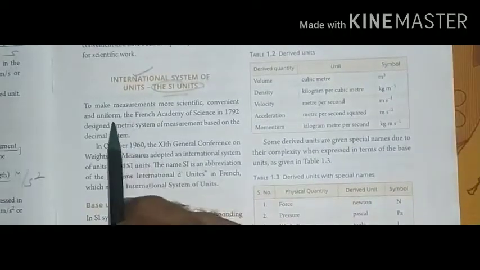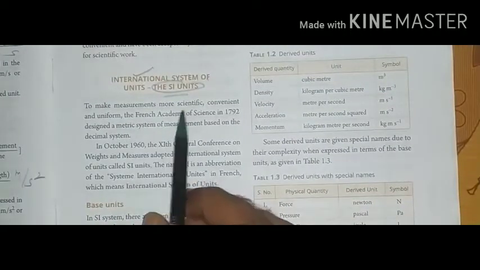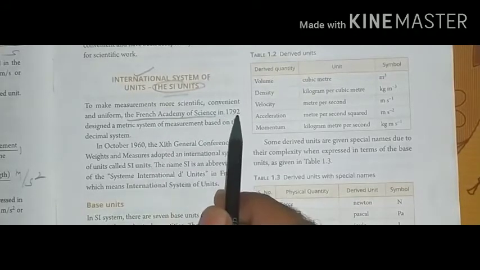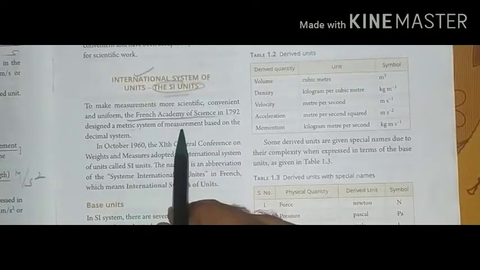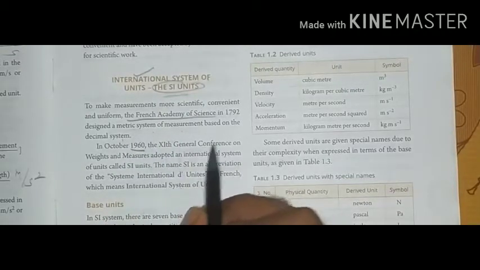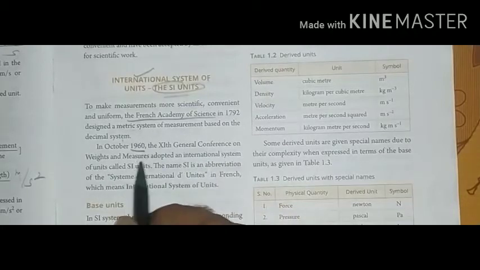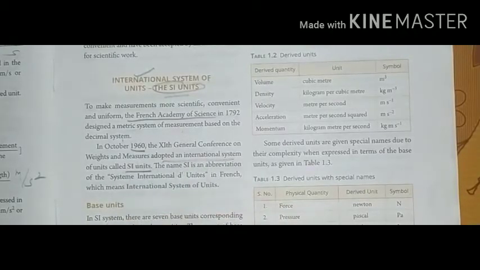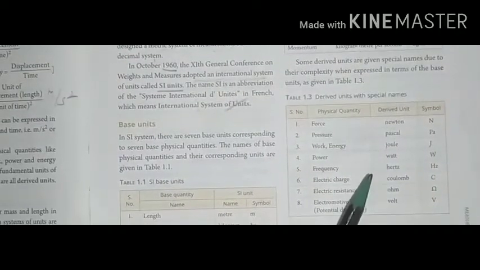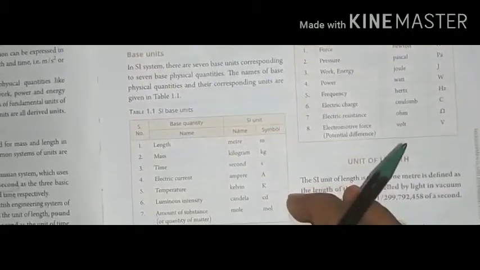To make experiment and measurement scientific and convenient, the French Academy of Science in 1792 designed a metric system of measurement based on the decimal system. But in October 1916, the General Conference of Weights and Measures adopted an international system known as SI units, Système International in French, which means International System of Units. Some basic units we will study: 7 base units corresponding to the 7 basic physical properties.